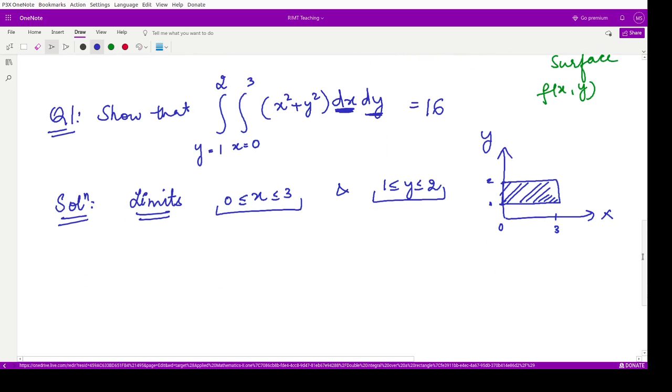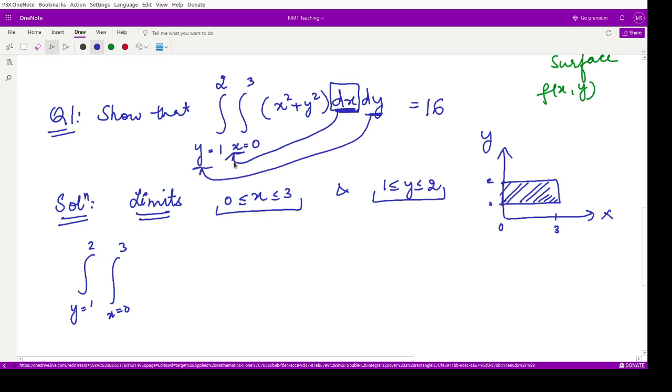How? Let's see. For calculating this integration, limits of y varying from 1 to 2, limits of x varying from 0 to 3. Now, even if this is not mentioned in the question, by looking at this quantity, you have to firstly perform this integration with respect to x, so obviously these limits would be of x and these limits would be of y. So by looking at these things, you can identify what is the value of this first limit and what is the value of this second limit. Okay, so it would be equal to dx dy.